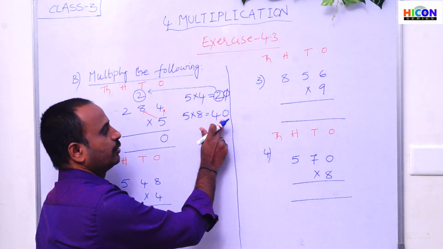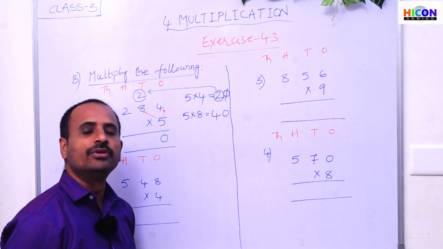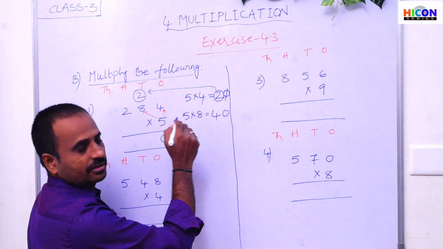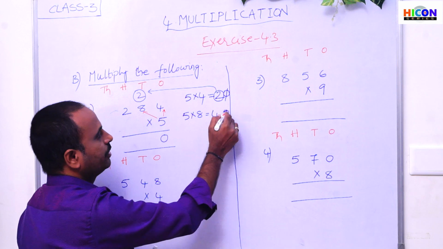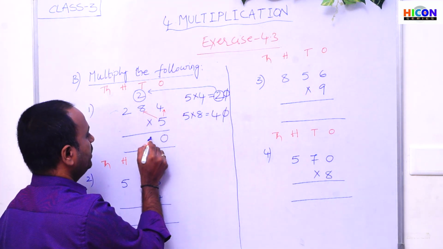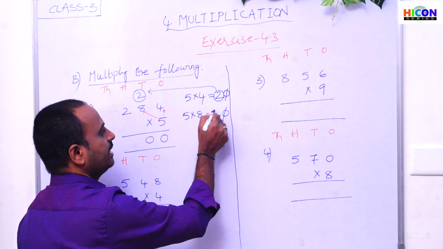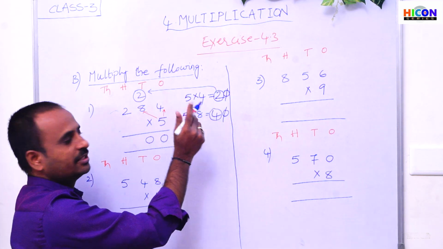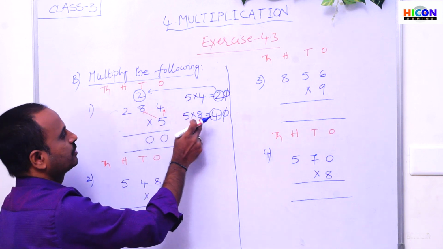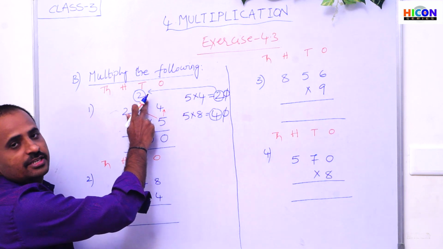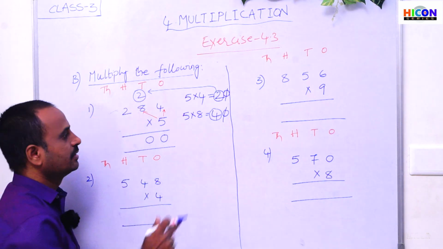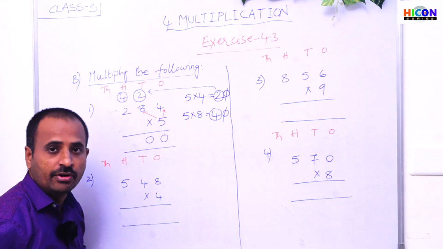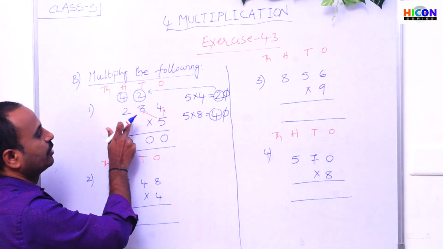If the product is a 2-digit number, then we have to carry. How to carry? Write the second digit. What is the second digit here? 0. Write the second digit under the tens place. And carry the first digit. What is the first digit here? 4. So carry the first digit 4 to the next place. What is the next place? After the tens place, 100 is the next place. So carry this 4 to the hundreds place. And we have to add this carried number to the product.